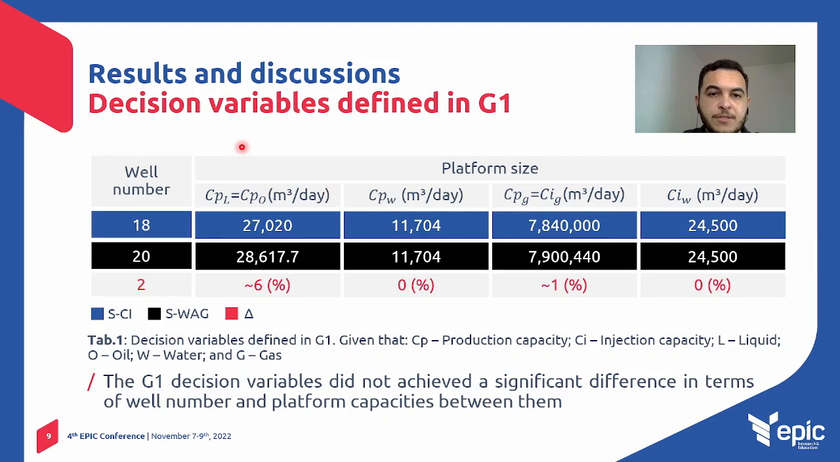So here I have the decision variables defined in J1. Here I have the well number, and here I have the platform size. In blue I represent the specialized strategies for continuous injection, and in black the specialized strategies for WAG. Here I have the delta between them, and looking at these results, I have just a little difference in terms of liquid production capacity, but in general it's possible to see that I don't have any difference in these decision variables between these two recovery mechanisms.